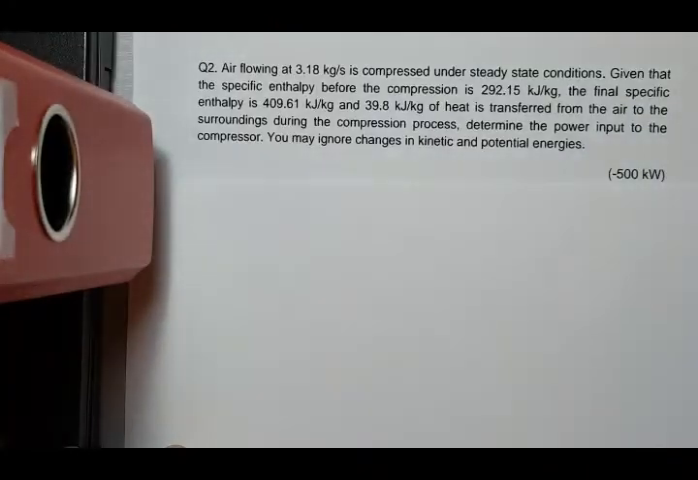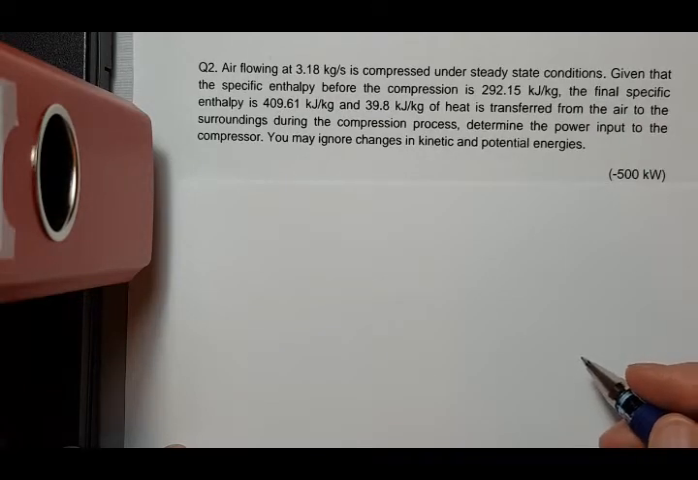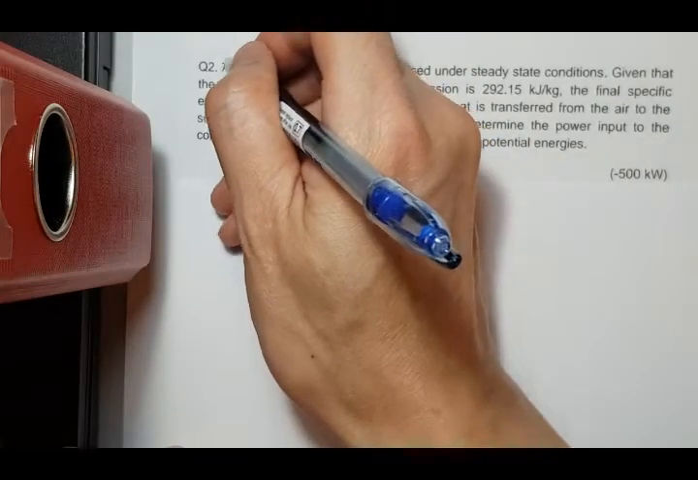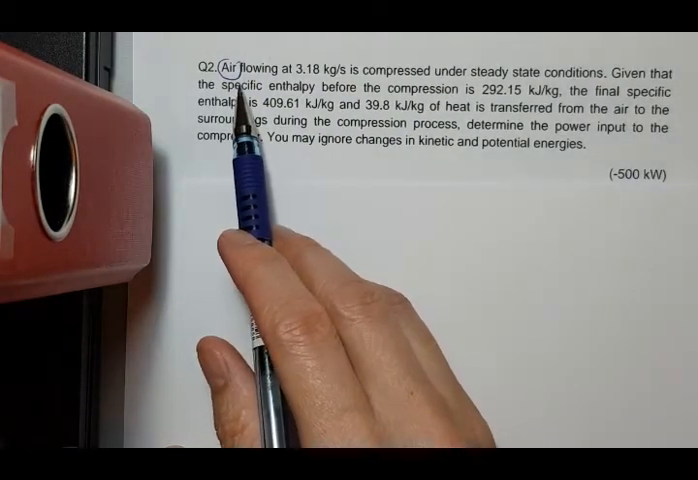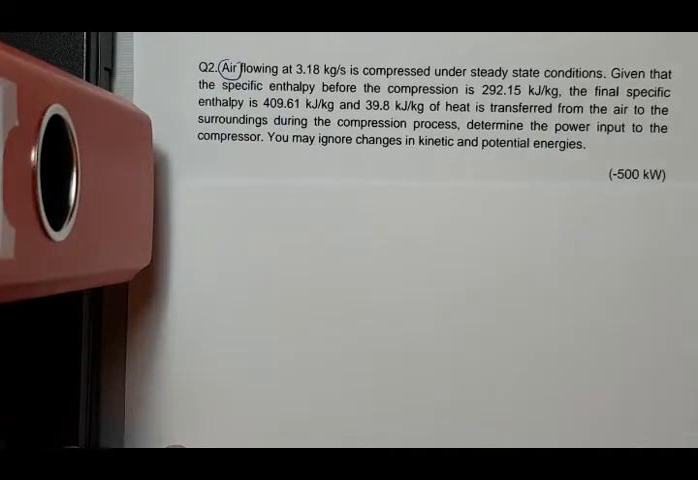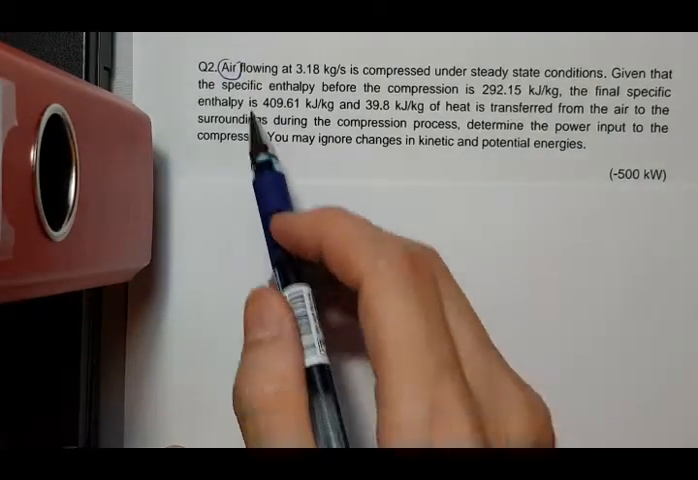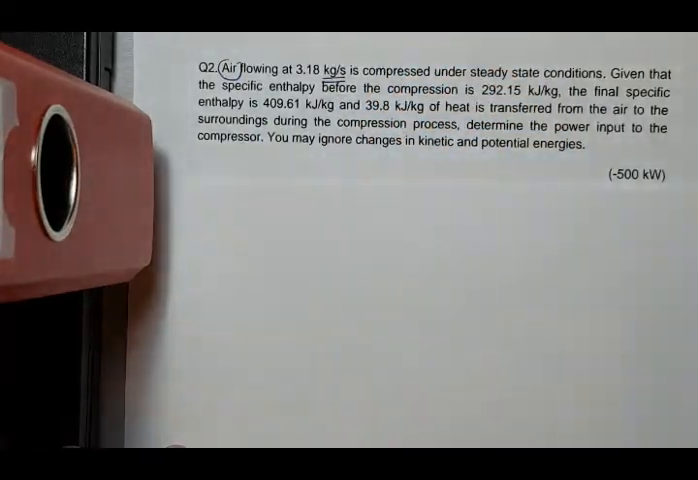When we read it, we read a little bit slowly and try to get all the essential information in this question. You can see here air, so we know that the working fluid is air. We have two kinds of working fluid, air or the water and steam system. It's flowing at kilograms per second. From the unit, you know that's m dot, so that's not a fixed mass. We know that must be an open system.